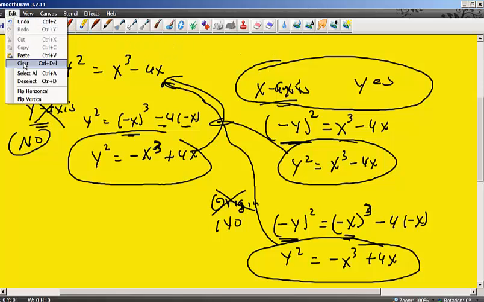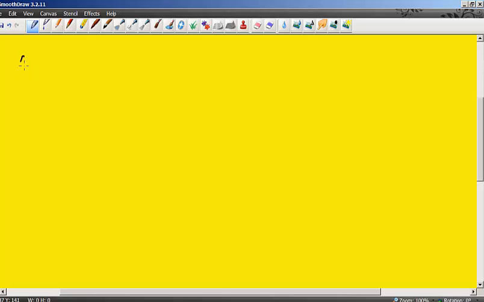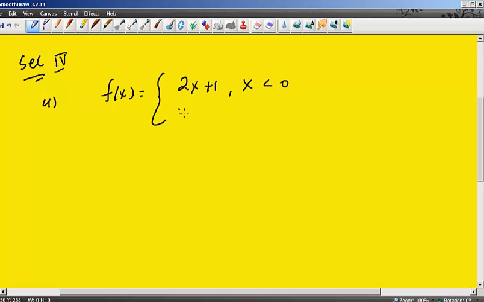Alright, one last thing. We're going to go to section 3, which is easy. It's pre-algebra questions, so you should know how to do that. So section 4, this is number 4. You're given a piecewise function, f of x is equal to 2x plus 1 when x is less than 0, and 2x plus 2 when x is greater than or equal to 0.